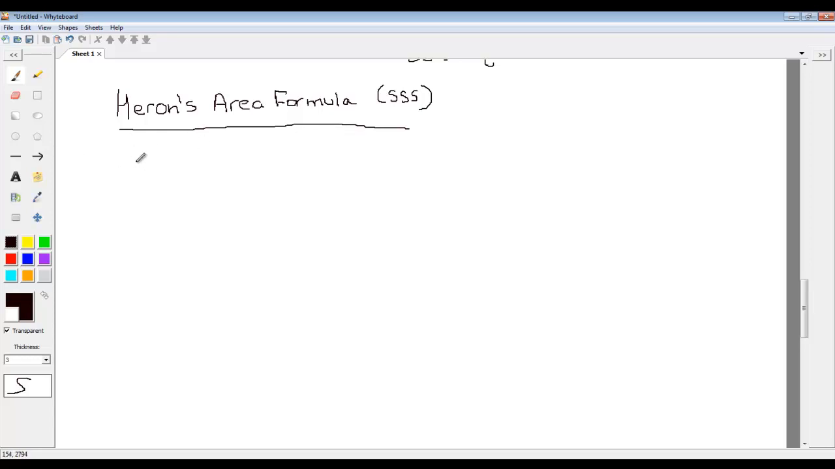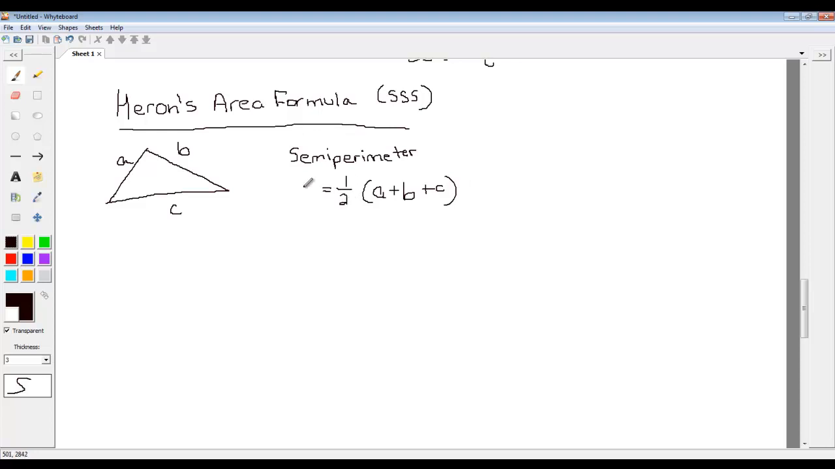For this one, you have a triangle ABC, where you know the sides A, B, C. You don't know anything else. First, there's something called the semi-perimeter. Basically, it's half the perimeter. Remember, to find the perimeter of a triangle, you add up the sides A, B, and C. Semi-perimeter then cuts that in half.